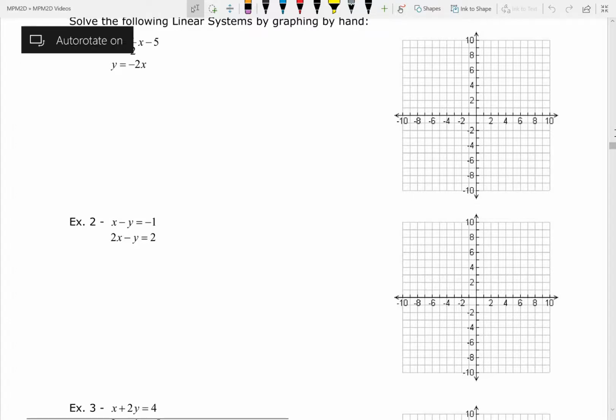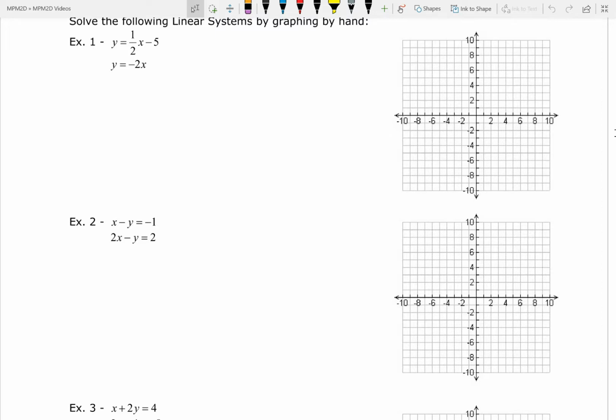So here it is, Unit 1, Lesson 5, Solving Linear Systems by Graphing by Hand. So we're going to look at some equations, some linear systems, and we're going to graph these equations and solve these systems by looking at the point of intersection. So let's look at the first one.